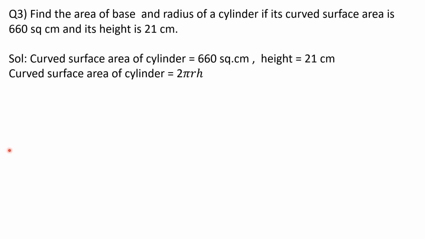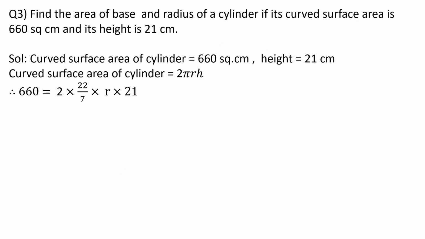Now in place of the curved surface area of the cylinder, we already have the value, that is 660. So here we'll write down 660. So your next step will be: therefore 660 equal to 2 into pi, I have taken the value 22 upon 7, into radius, which is not given, so r, into height, 21 is given. So 21, I'll take.